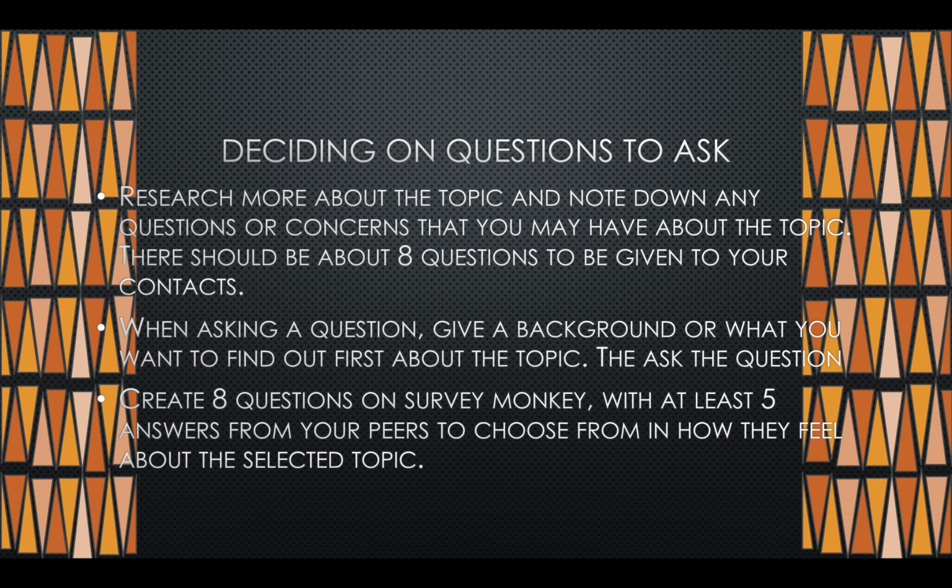So after selecting a topic, we needed to do a little bit more research on the topic chosen, which was autonomous vehicles, on the questions or concerns that you may have about the topic. There should be about 8 questions to be given to your contacts. So when writing a question, it is crucial to give background information on what you want to find out first and then to ask the question. And you need to do this at least 8 times, 8 questions you can think of.